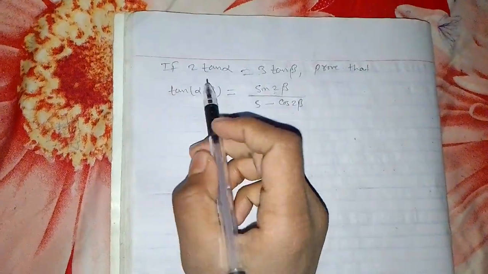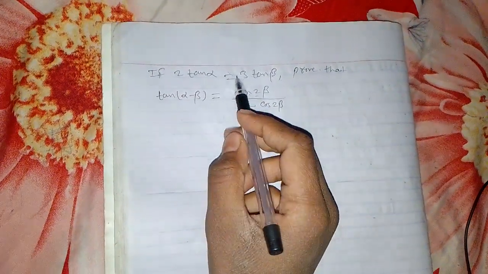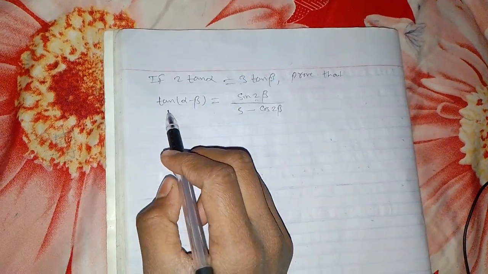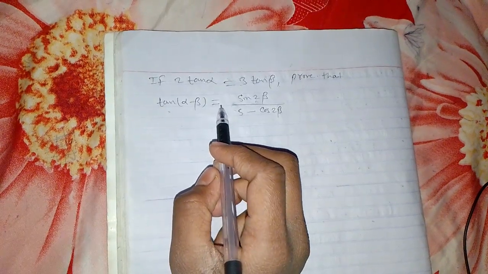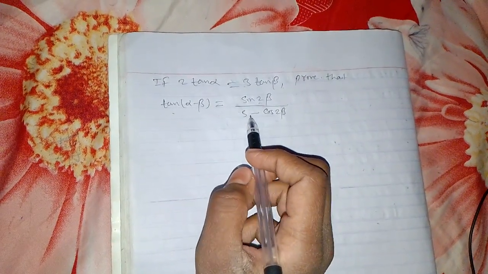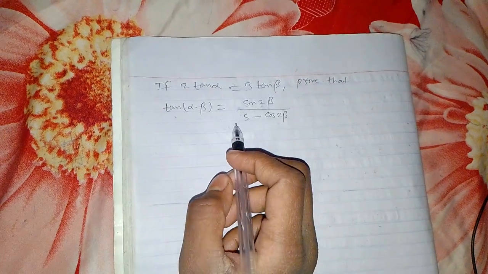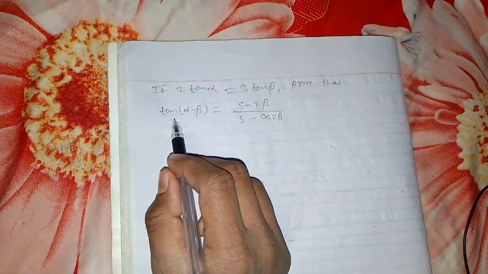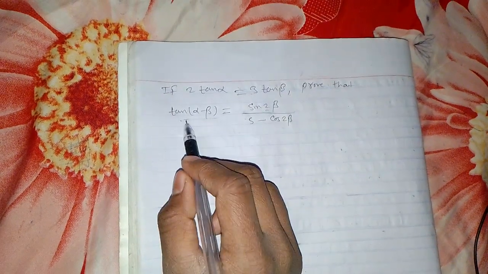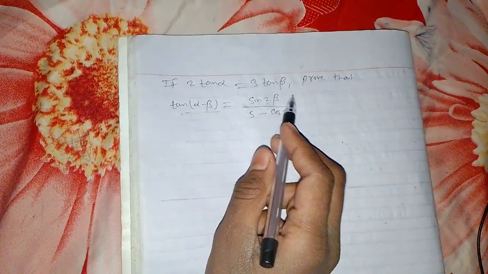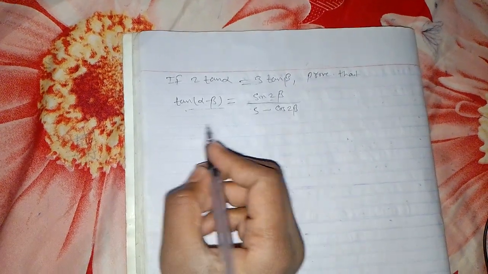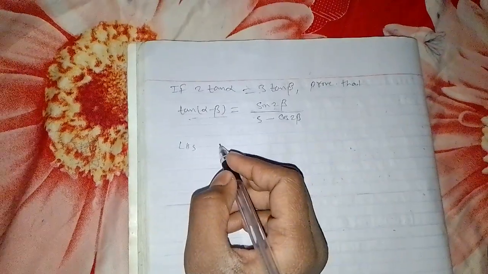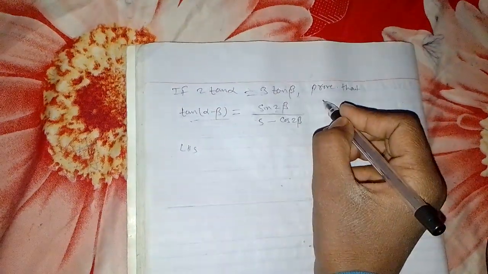The next problem is: if 2 tangent alpha is 3 tangent beta, prove the following identity. The identity is tangent of alpha minus beta is equal to sine 2 beta divided by 5 minus cosine 2 beta. How do you do that? How will we prove it? So this is tangent alpha minus beta. You're going to use the tangent alpha minus beta formula and then change it into sine and cosine, and replace some of the things that we need to replace. We're going to replace tangent alpha here.